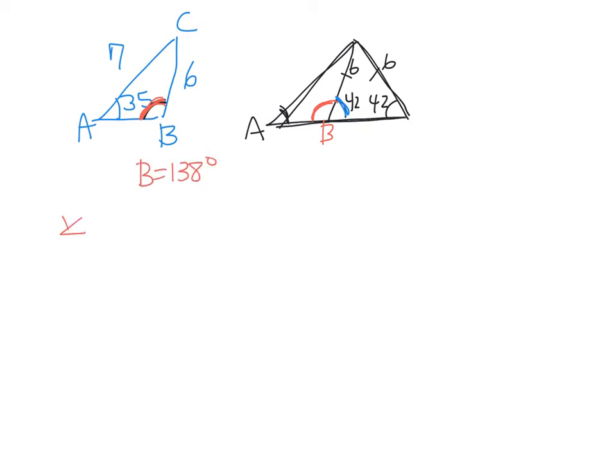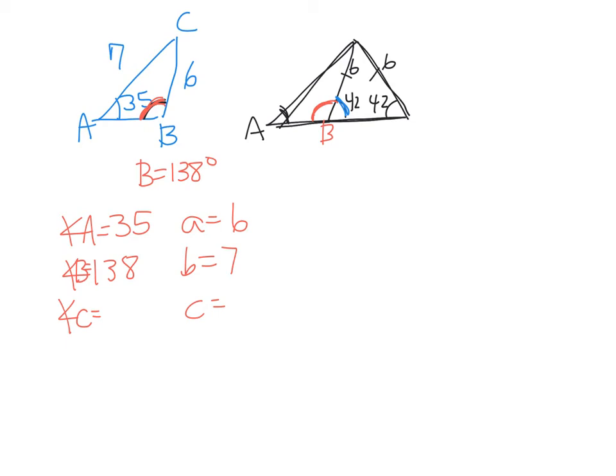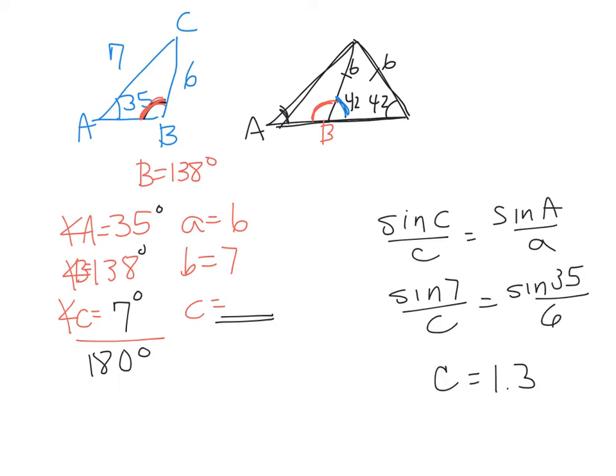And so now we know that angle A is 35, that was given. Side A was given as 6. Angle B is 138. Side B is 7, that was given. Angle C and side C are all you need to find. And you can find angle C because you know that this column has to add up to 180 degrees. So 180 minus 138 minus 35. We know that angle C is 7 degrees. And so we can use law of sines to find side C. And you find that C is equal to 1.3. And there's the work for it.